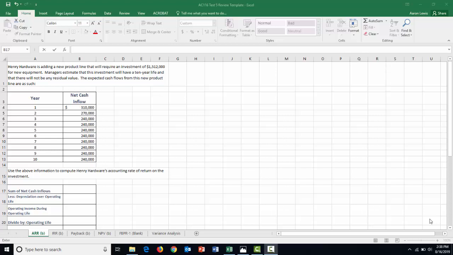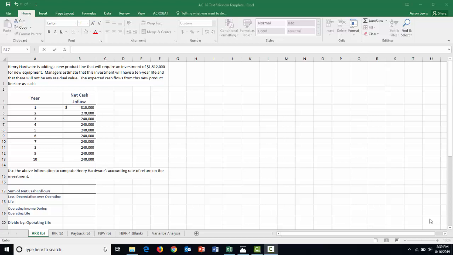In other words, in this case, Henry Hardware is going to treat that $240,000 net cash inflow in year 3 to be exactly the same as a $240,000 cash inflow in year 10. And obviously, to all of us, that makes no sense because no one would wait 10 years and have it be the same as 3 years. So let's start with this question.